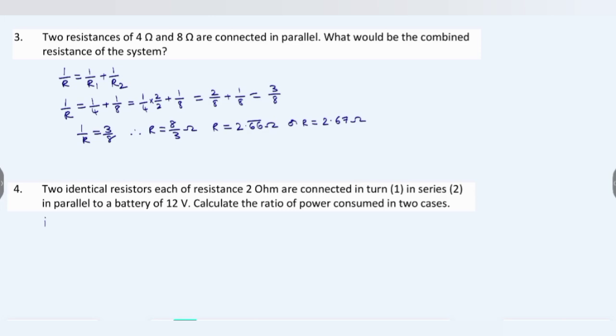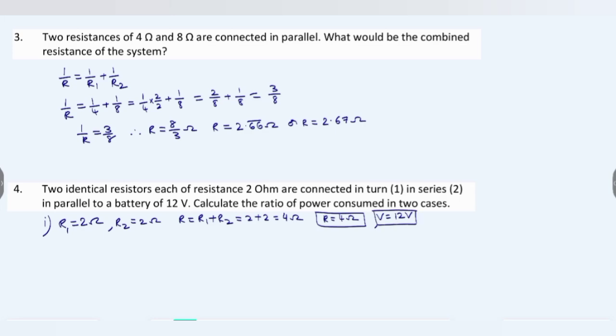So let us take the first case. What do we know? We know the resistances are 2 ohms. R1 and R2 are both 2 ohms. These two are connected in series. So let us find the effective resistance, that is R1 plus R2. Effective resistance is 2 plus 2, that is 4 ohms. In the first case, effective resistance R is equal to 4 ohms, and V is equal to 12 volts. It is given.